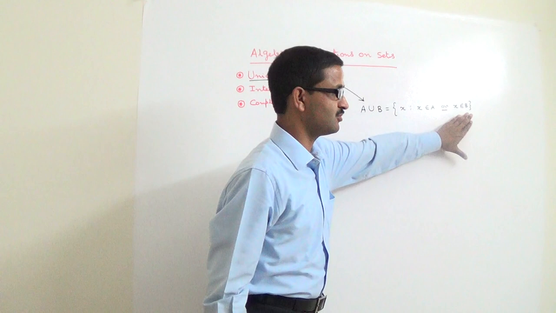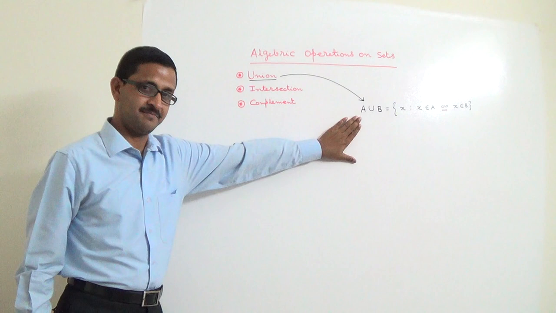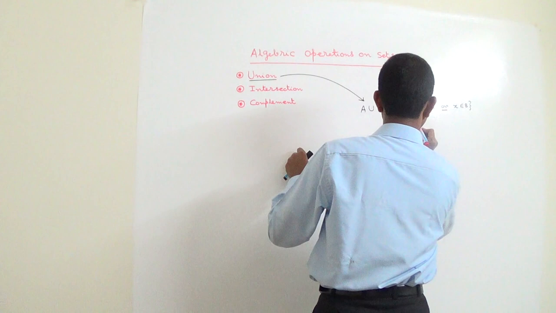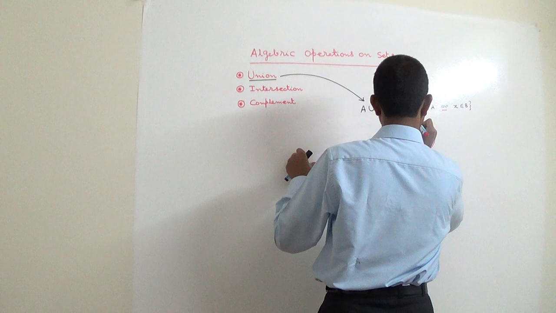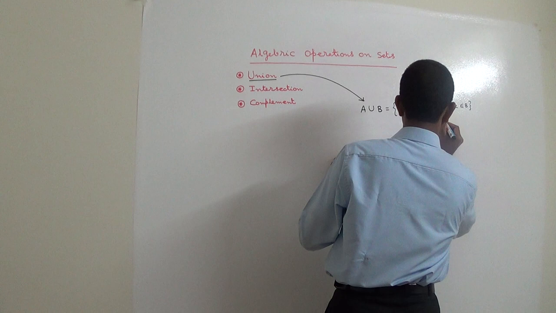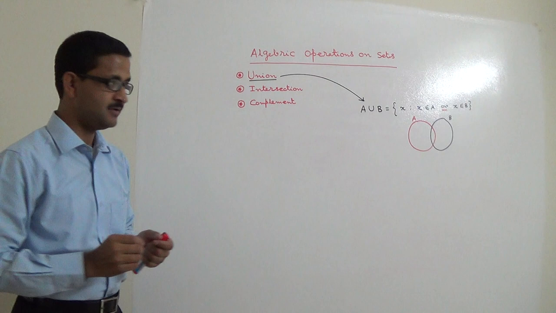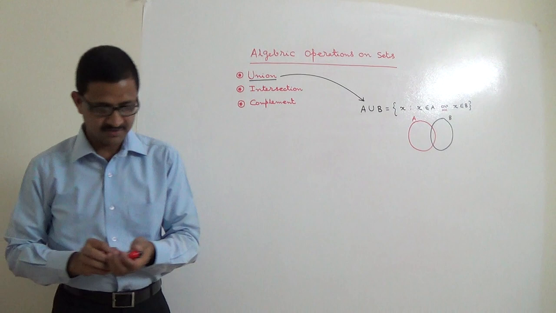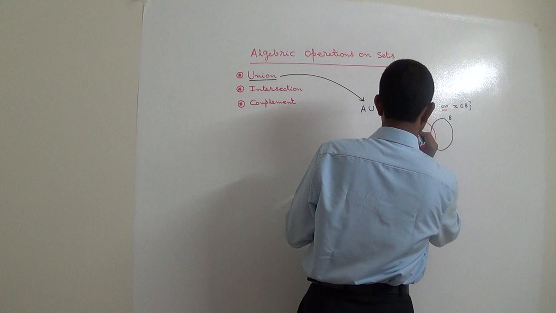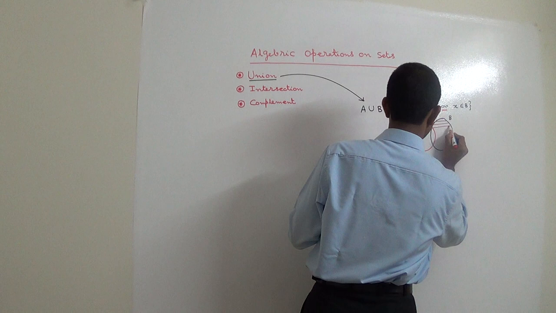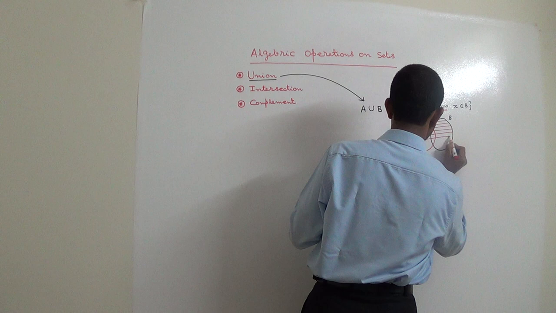We can see this union in a Venn diagram. So let's consider this is the set A, and another set, this is the set B. Now what is A union B? A union B is the entire region. That means it is the region like this.